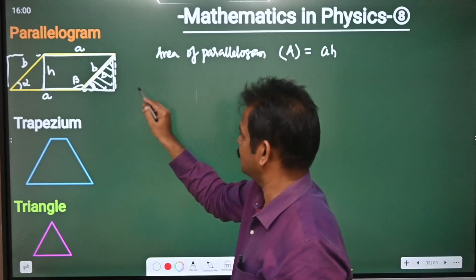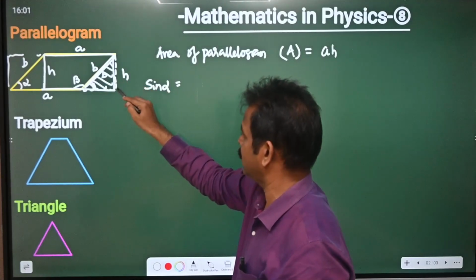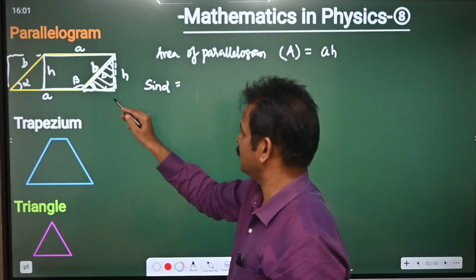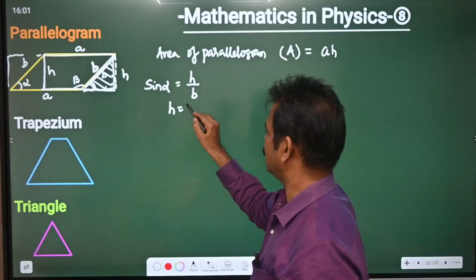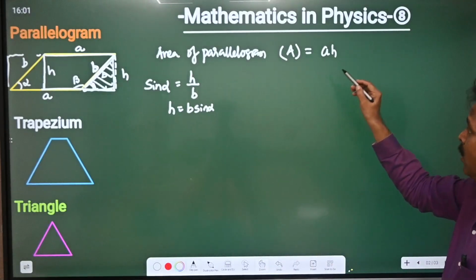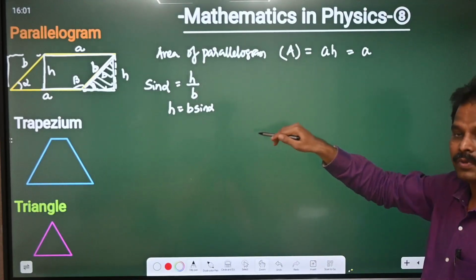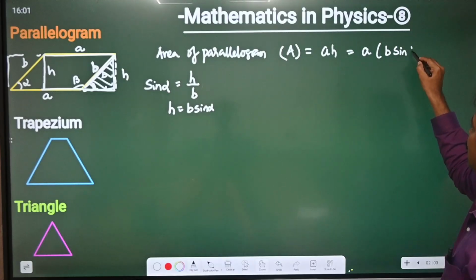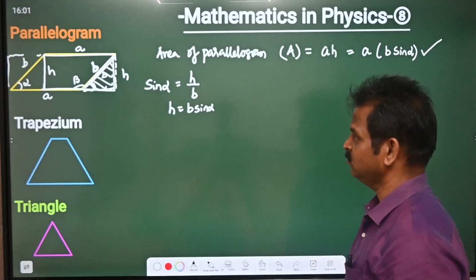But if you see, student, in this triangle, this is B. If you take this angle as alpha, sin alpha is equal to opposite side H by this side B. So sin alpha is equal to H by B. H is equal to B sin alpha. So this area can also be written as the parallel side or base of the parallelogram into height, which is given by B sin alpha. So this is the area of parallelogram.